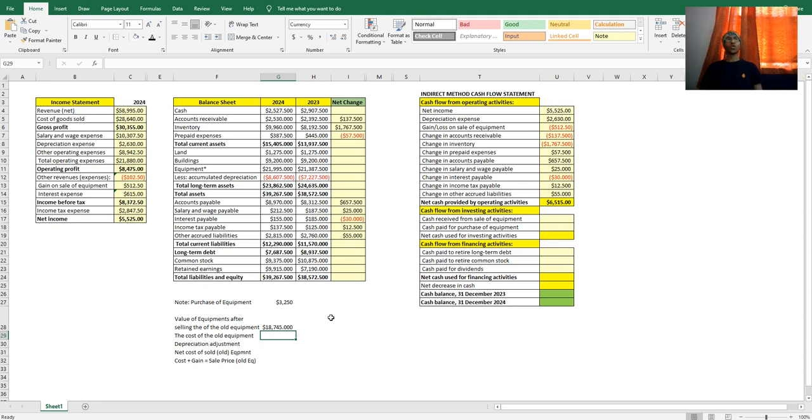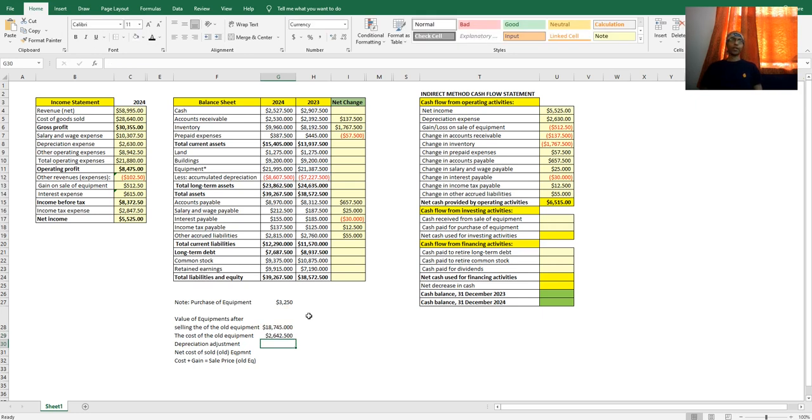Now we have to find the cost of the old equipment. The cost of the old equipment is basically the value of the equipments including the old equipment, adjusted by the value of the other equipments except the old equipment. 21387 includes the old equipment, and 18745 does not include the old equipment or the new equipment. So if we subtract 18745 from 21387, what we are left with is basically the historical cost of the old equipment, which is 2642.